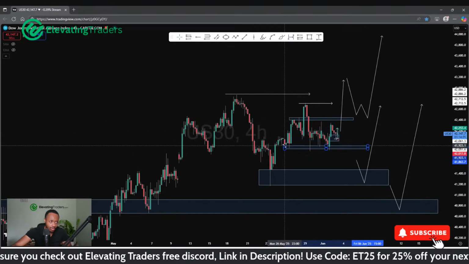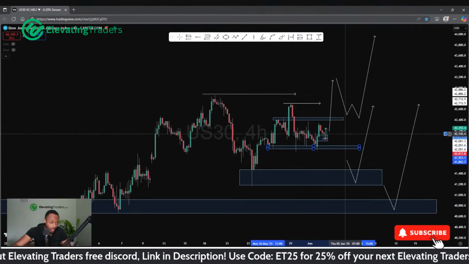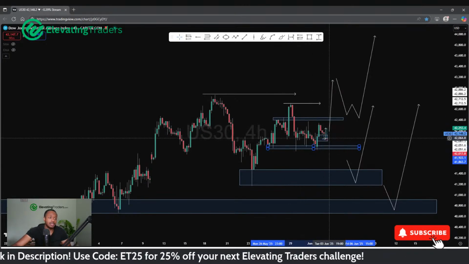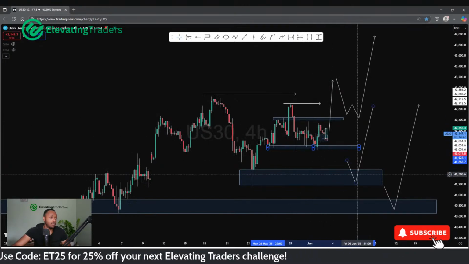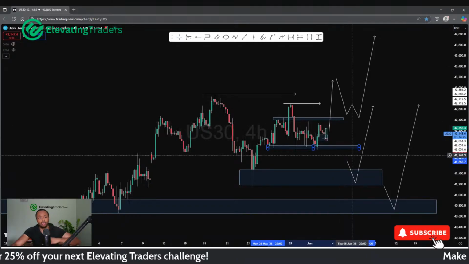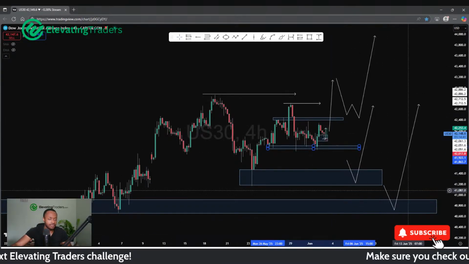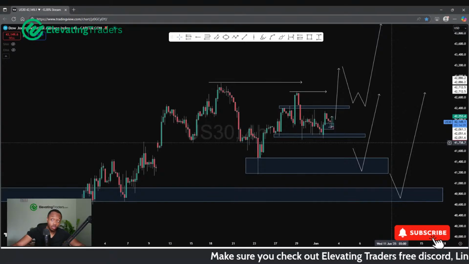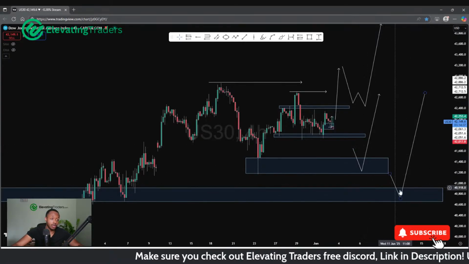So unless you're on a very intraday time frame, I would avoid getting involved anywhere in this area for US 30. It's just a lot of noise. But from a 4-hour perspective, clear the highs, pull back, or push into the lows, pull back. That looks like a decent opportunity there. And the risk reward looks pretty good too, especially if you can get these low opportunities.